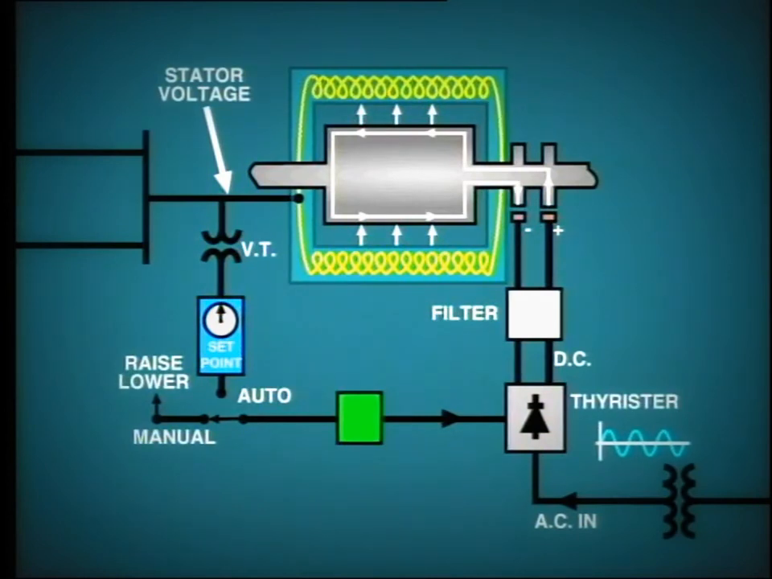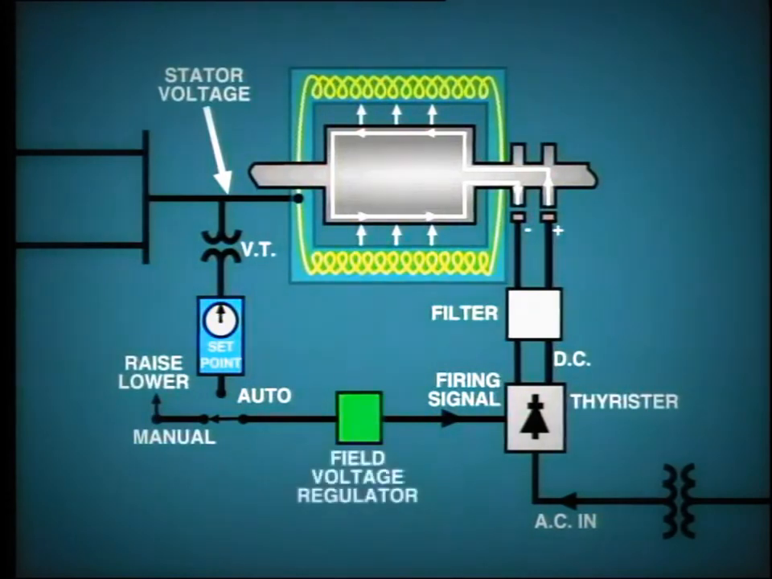After rectification, the DC output can be represented by this curve, and this may be further smoothed to look like this. The level of DC voltage can be adjusted by controlling the firing of a thyristor-type rectifier. The firing circuit is controlled by the field voltage regulator. This regulator has two inputs, manual and auto. The manual control disconnects the automatic function and allows the operator to directly control excitation.